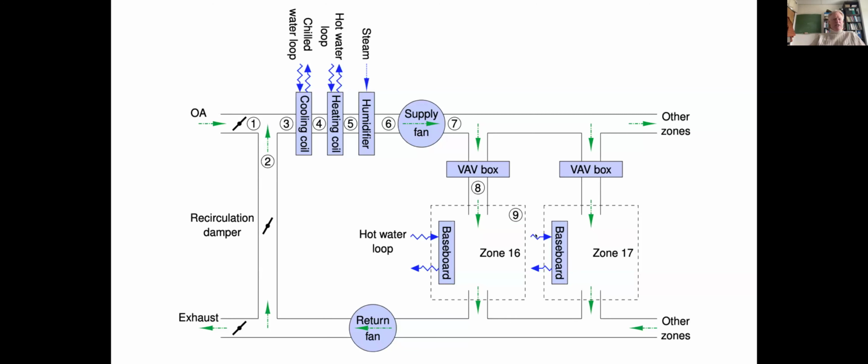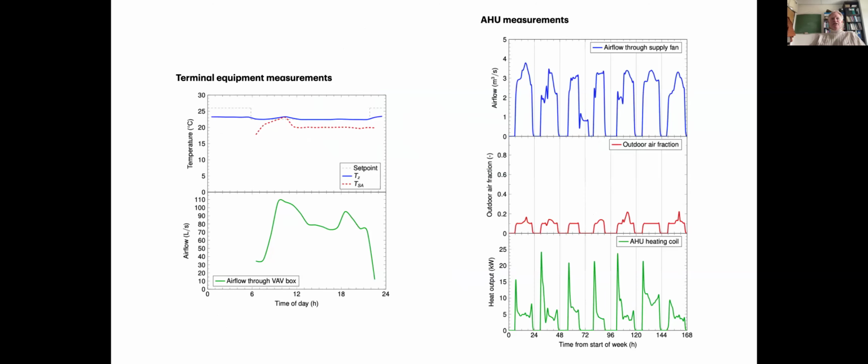This building has a conventional air-based VAV type system. And we're trying now to predict the performance, particularly of the HVAC system in this case. So we have measured results that are looking at some of the terminal equipment. So this is the airflow through a VAV box serving one particular office. Can we predict that well? Why can't we predict it well? What are the challenges in predicting that airflow rate?